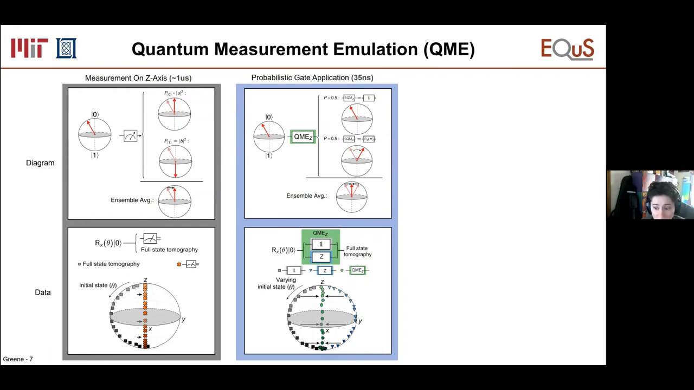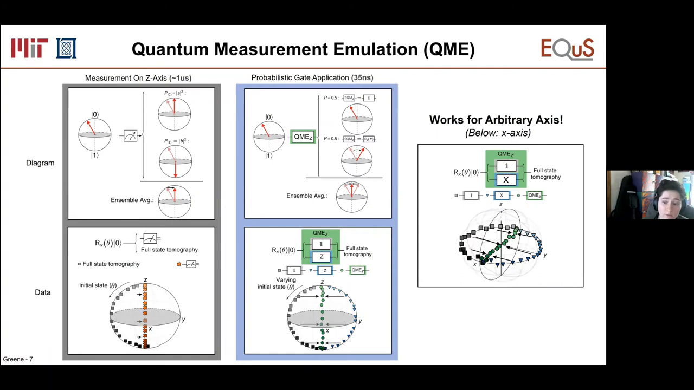And in fact, with correctly chosen gates, we can emulate measurement along any axis. Here, for example, we probabilistically apply either an identity or an X gate, and this emulates measurement along the X axis.